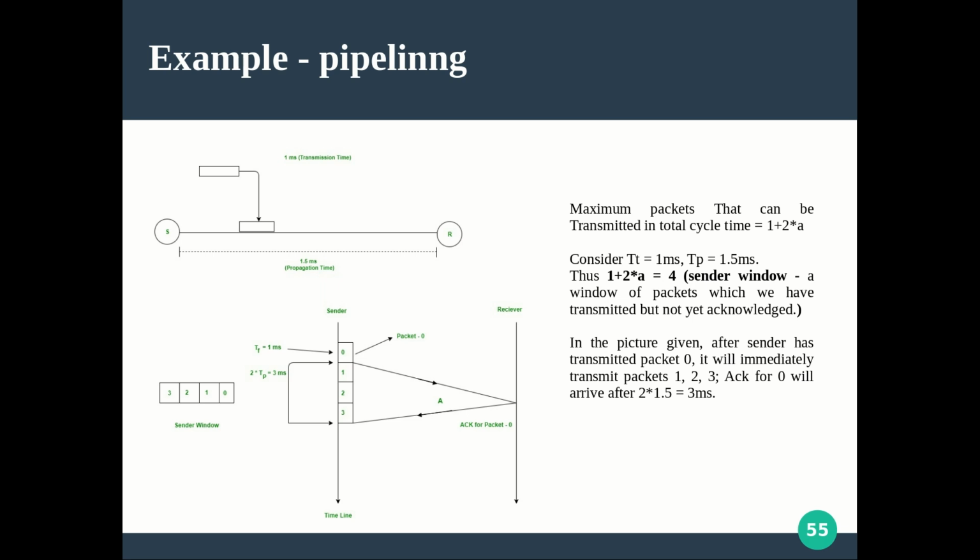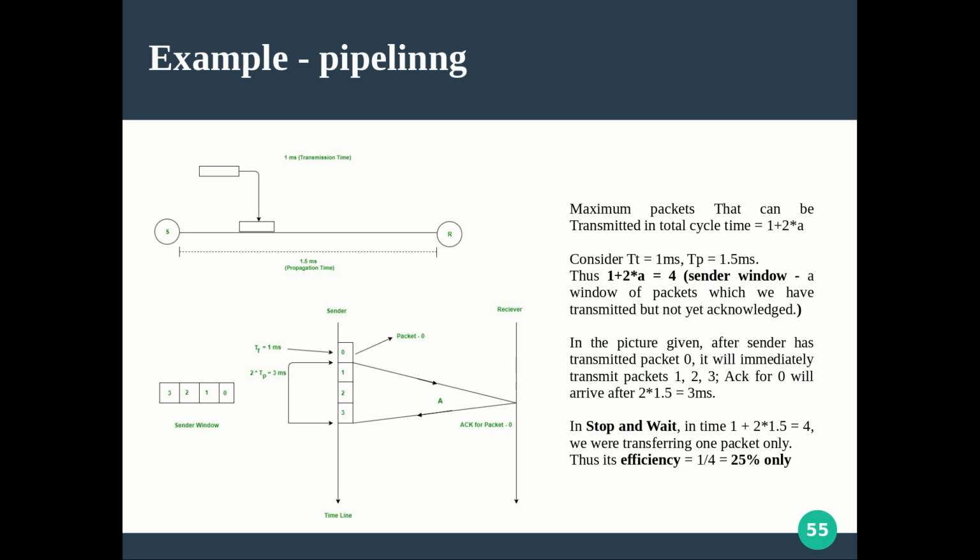In the picture given here, after the sender has transmitted packet 0, it still has waiting time, which it utilizes for sending other packets. So it will immediately transmit packets 1, 2, 3. The acknowledgement for 0 will arrive after 3 milliseconds, because 2 TP, 2 times 1.5. At that time it is utilized by sending 3 more packets. In stop and wait, during the time taken for 4 units of data, we are transmitting just a single one. That makes its efficiency 1 out of 4, that is 25%.